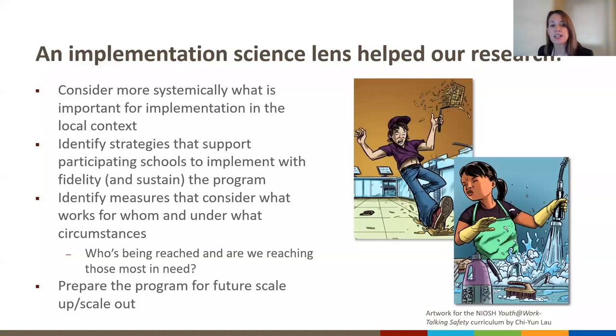It's helped us to identify measures that consider what works for whom and under what circumstances so that we understand how to make our research and interventions more equitable. And finally, it's helped us to prepare the program for future scale up and scale out. Next slide.